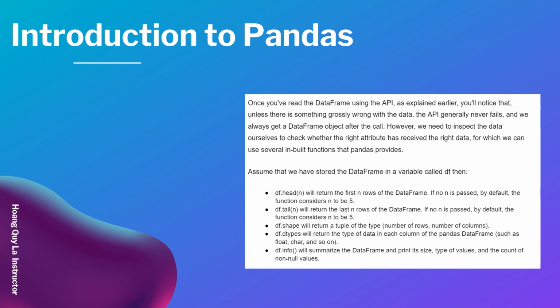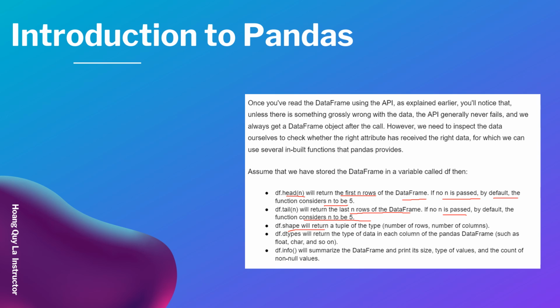Assume that we have stored the data frame in a variable called df. Then df.head will return the first n rows of the data frame, and if no n is passed, by default the function considers it to be 5. The same with tail: it will return the last n rows of the data frame, and if no n is passed, the function will consider it to be 5.